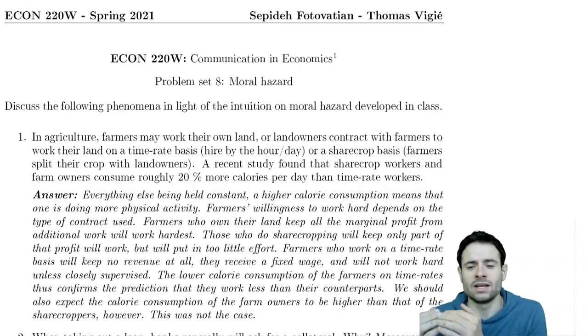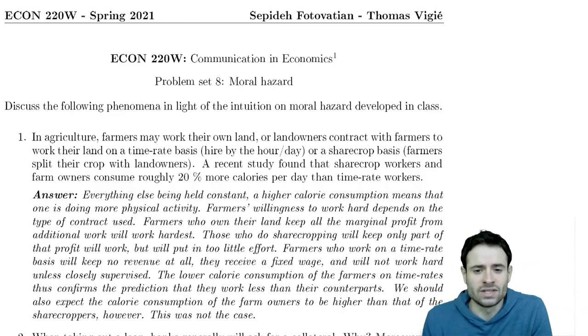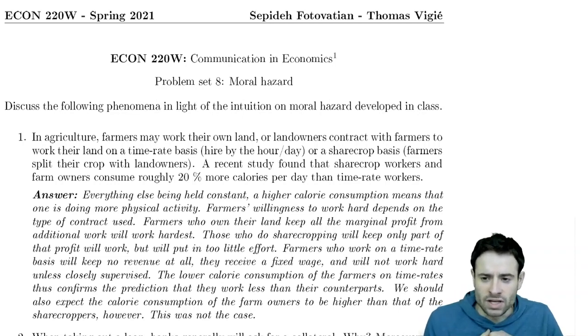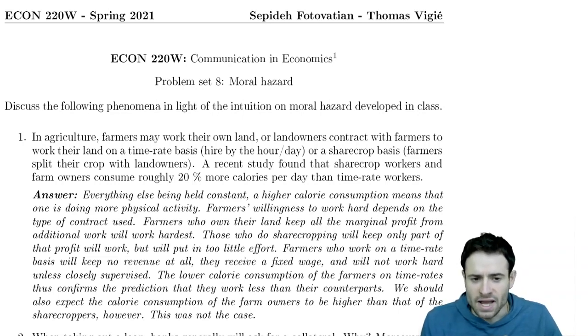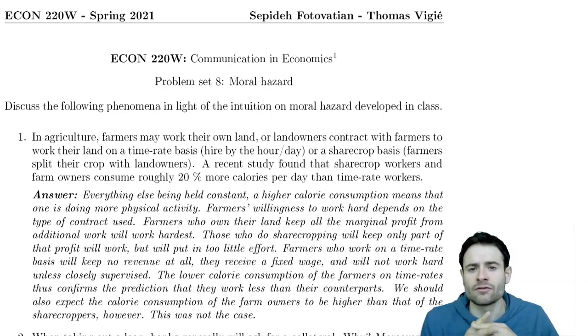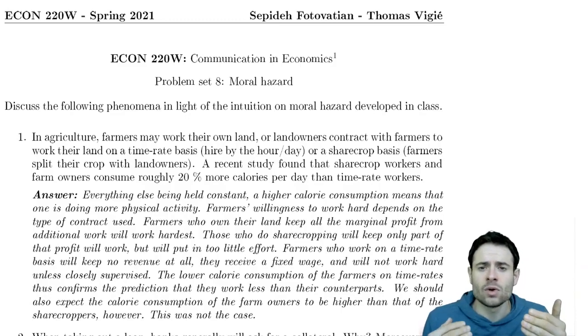Somebody is having more activity. So according to this study, sharecrop workers and farm owners consume more calories, so provide more effort or more activity, than time rate workers. So here we are comparing two different types of contracts, and we are looking at the amount of effort provided by the agent in each case.